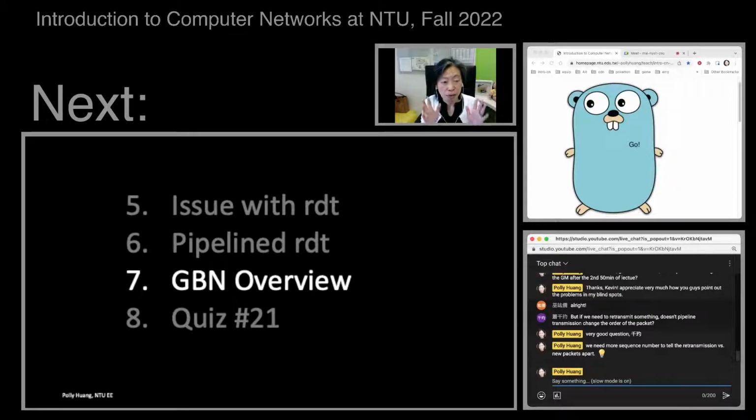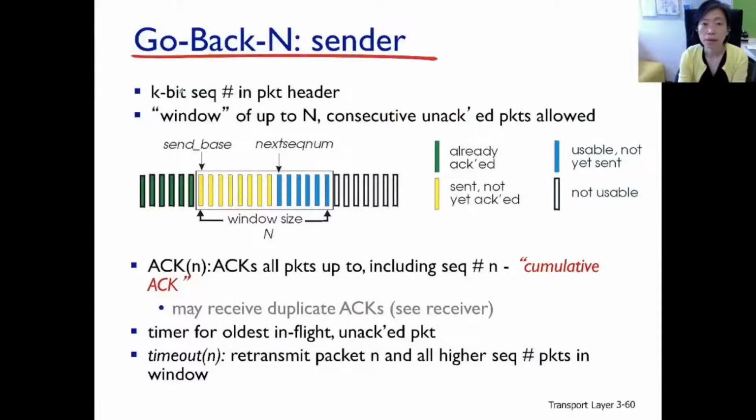So in the next hour, as well as the beginning of next week, we'll go over the details of Go-Back-N and Selective Repeat. Now let's start with Go-Back-N, GBN, the basic idea. Now let's look closer into the first category of the pipelined RDT, Go-Back-N. This is just the sender side, and we'll come to the receiver side in a couple of slides.